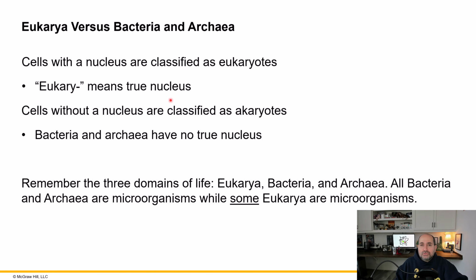Eukaryotes have a true nucleus. This means that their DNA is inside of a membrane. Bacteria and archaea are prokaryotes. That means that they don't have a true nucleus. That means their DNA is just floating around inside of the cell's cytoplasm. The DNA is not inside of a membrane. And remember, the term for this is a nucleoid.